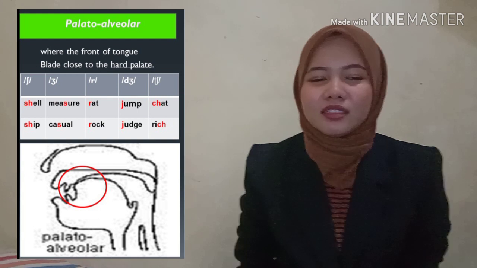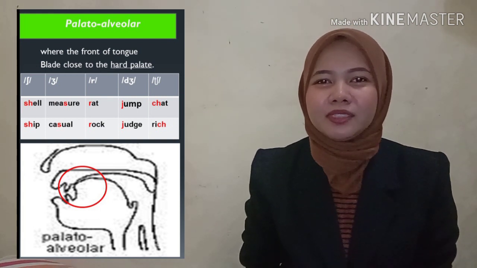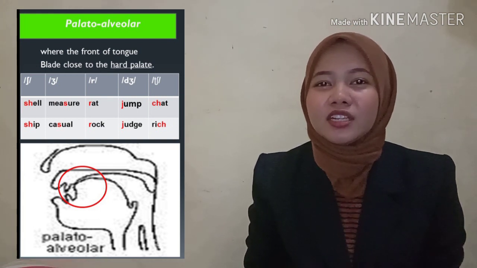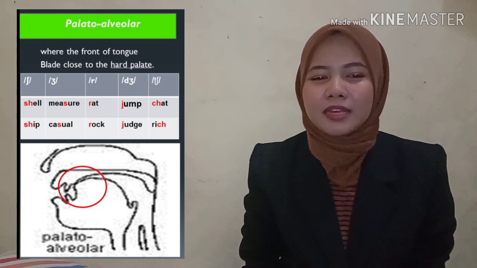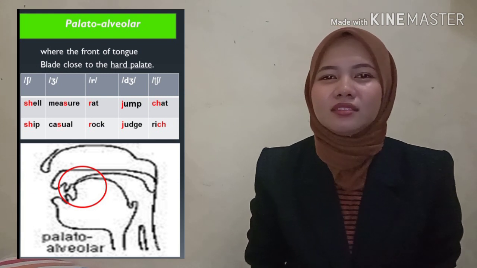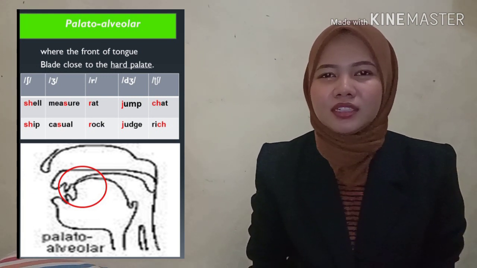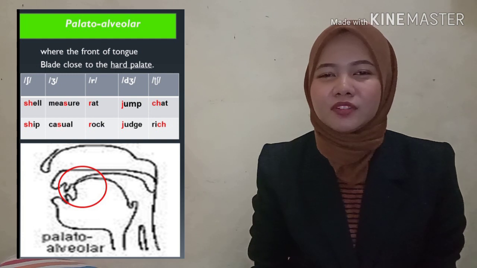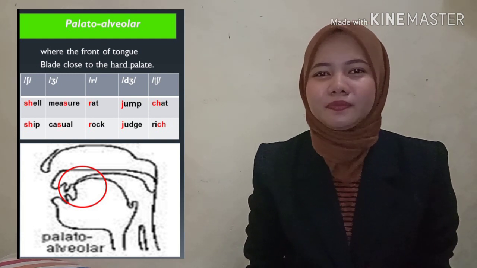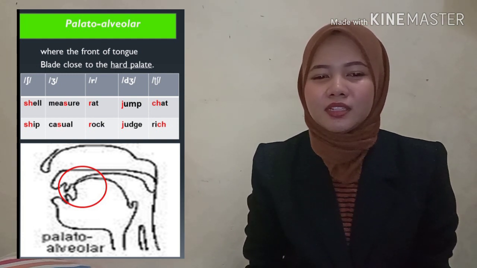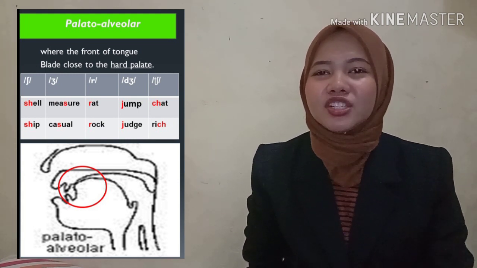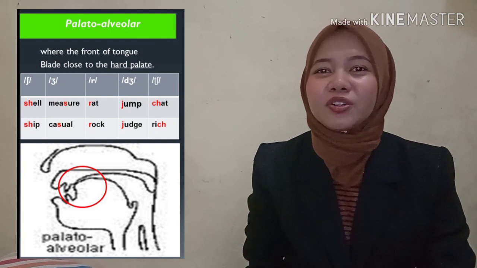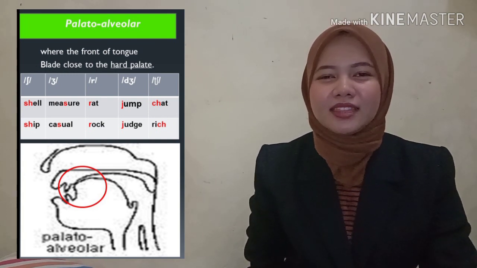And then for zh, for example, measure, casual. And for r, for example, rat, rock. And then j, for example, jump, judge. And the last one, ch, for example, chat, reach.